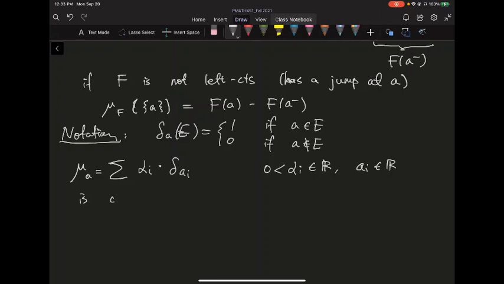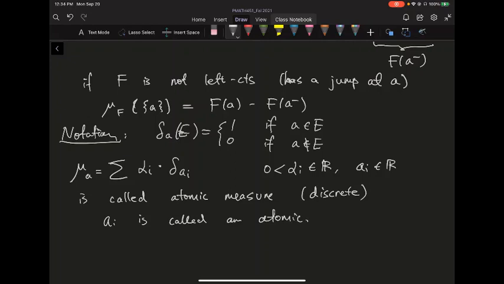This is called an atomic measure. Sometimes you will also see the word discrete measure, because somehow they are only taking these discrete values a_i, and only those a_i will have a non-zero measure. Everywhere else is zero. So this measure is concentrated on a bunch of discrete points, which is why it's also called a discrete measure. Here, each of these a_i is called an atom. Not atomic, but atom.